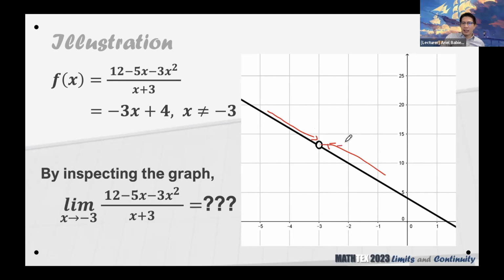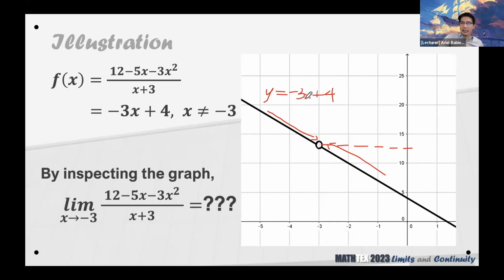And ano kaya yung corresponding value nito? Anyone? What's the corresponding value, y value of that hole? 13 ba? Nagsabi ni Raymond 13. Yeah, it's 13. Bakit? Dahil kasi, yun pa rin kasi ay yung buong line y equal to negative 3x plus 4. It's the same line except that we put a hole at this part corresponding to x equal to -3.